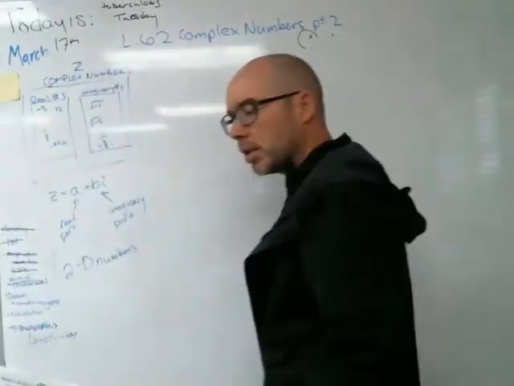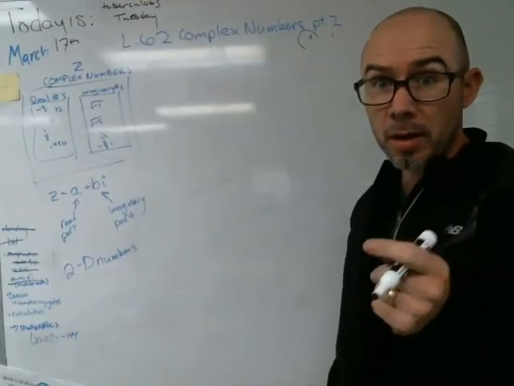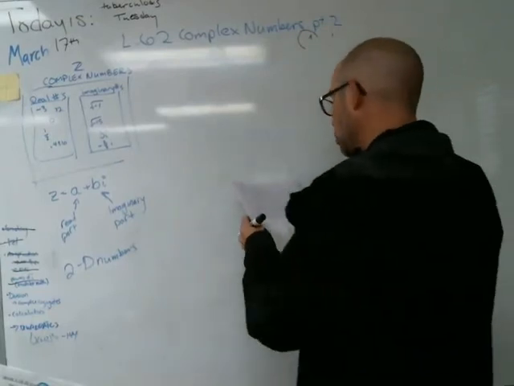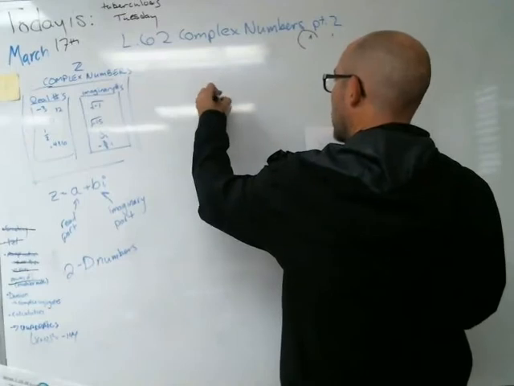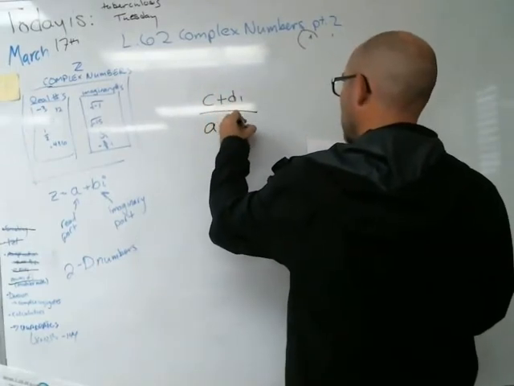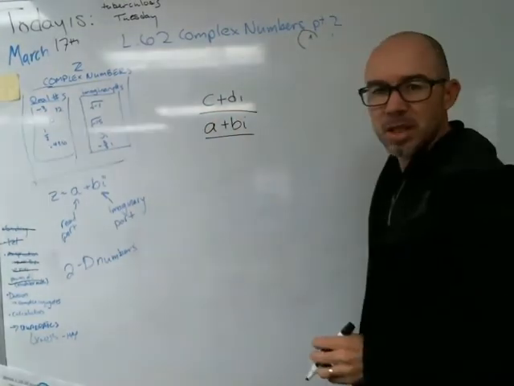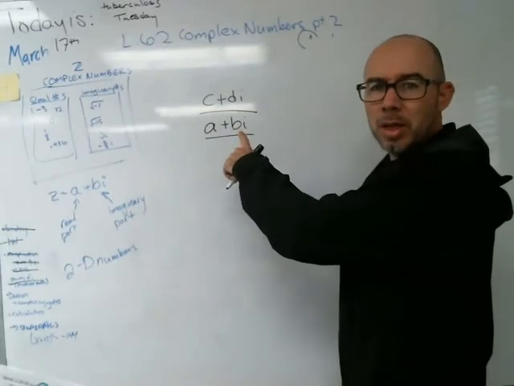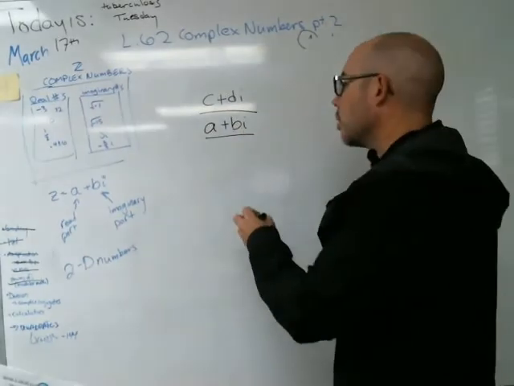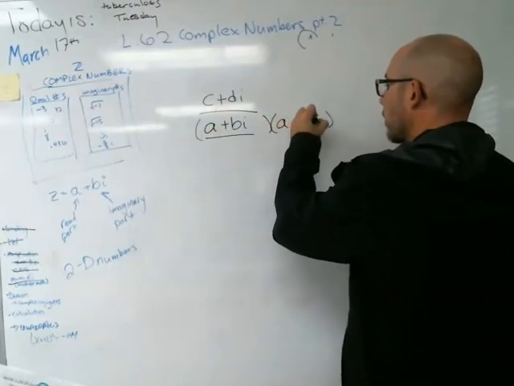Okay. Division. In general, use your calculator. But now we want to take one complex number and divide it by another complex number. The way that we're going to fix that is basically what we've got here is a square root in the denominator. And the way that we fixed that before was we used a conjugate.